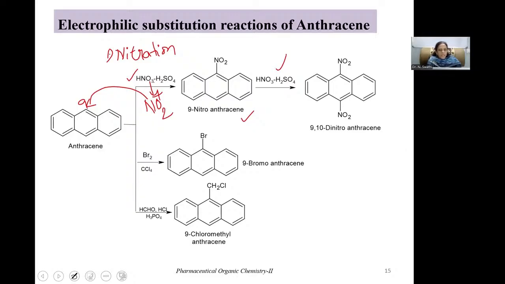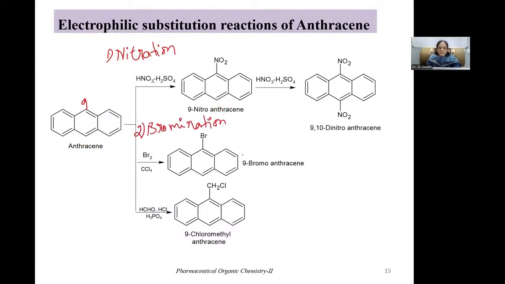Now the formed nitronium ion prefers to attack at the 10th position, because the 10th position is also a gamma position. Okay, because the 9th position is already occupied in the previous step. Now the next incoming electrophile prefers to attack at the 10th position. And that is how there will be formation of 9,10-dinitroanthracene as the product.